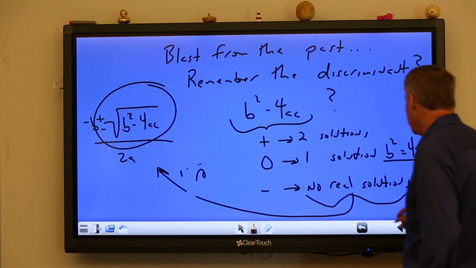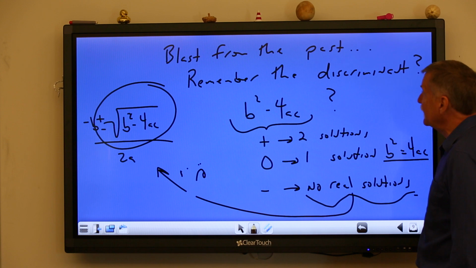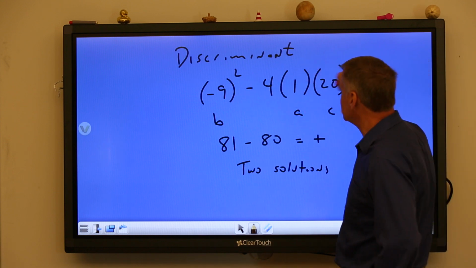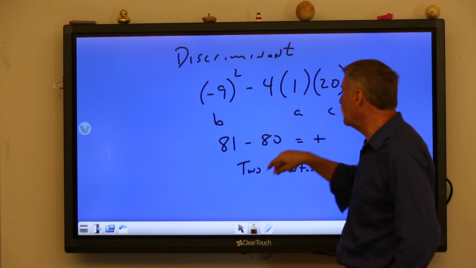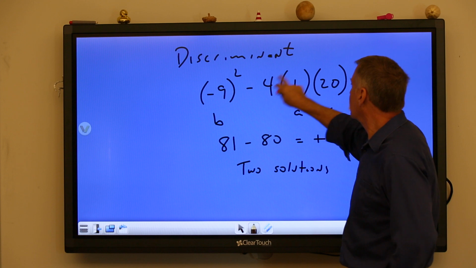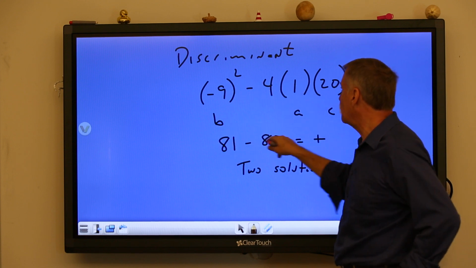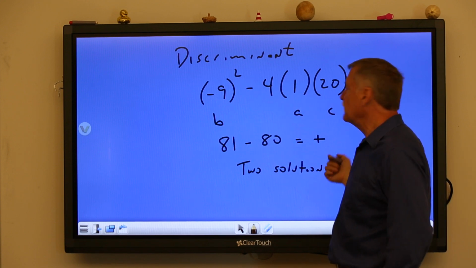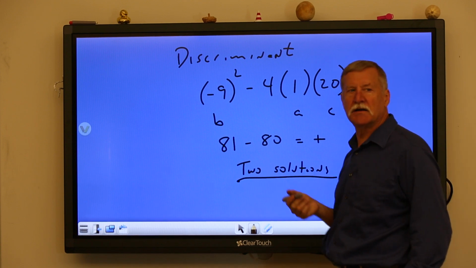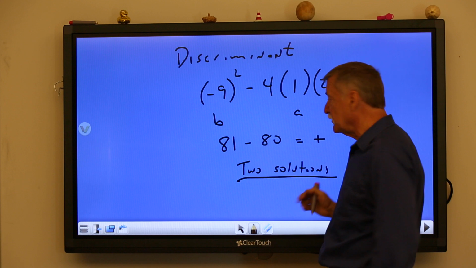So the discriminant comes in handy on these things. In this case, plugging in our a's, b's, and c's into the discriminant formula, we see that it comes down to 81 minus 80, which gives us a positive result, which says that when we solve this quadratic equation, we ought to have two solutions.